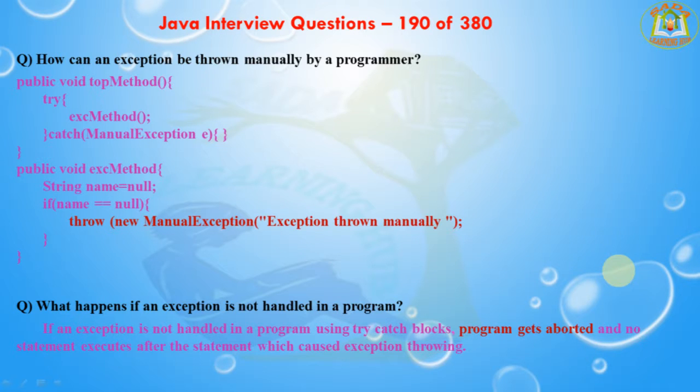The next question is, what happens if an exception is not handled in the program? If an exception is not handled in the program using try catch blocks, the program gets aborted and no statement executes after the statement which caused the exception to be thrown. If you don't handle the exception in your program, the program gets aborted and no statement executes after the statement which caused the exception.